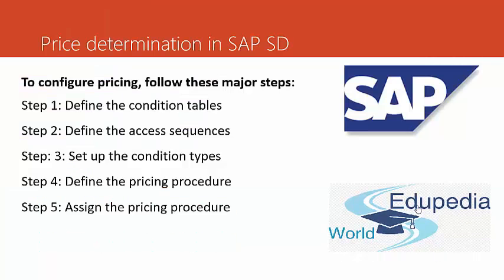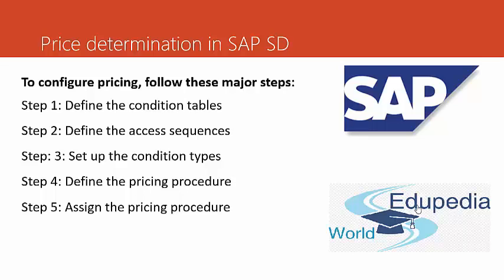To configure pricing, follow these major steps. First step, define the condition tables. First, you define the condition tables with combinations of key fields. You then set up the pricing condition records for those key combinations.